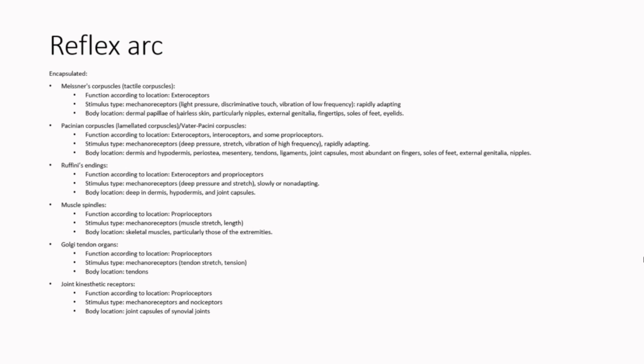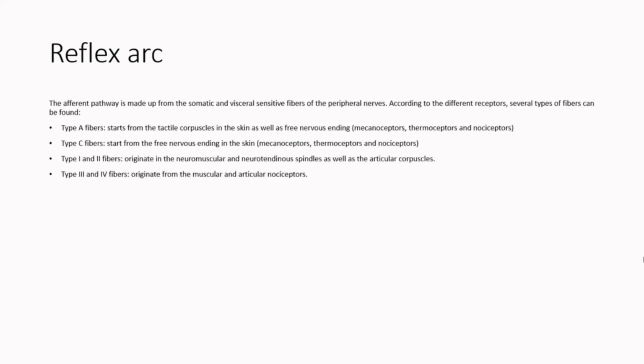Their stimulus type is mechanoreceptors, and they are found in the skeletal musculature. Then we have the GTOs. They are proprioceptors. Their stimulus type is when we have stretch of the tendon or we have a tension. Their location is the tendons, like in the name. Then we have the joint kinesthetic receptors. They are proprioceptors. The stimulus type is also mechano, but they have nociceptions. Also, they are found in the joint capsules of the synovial joints.